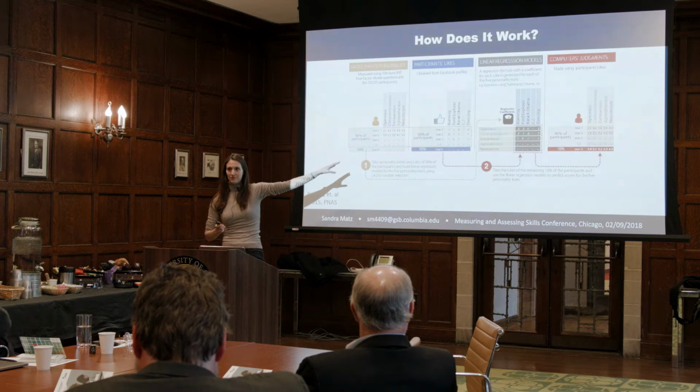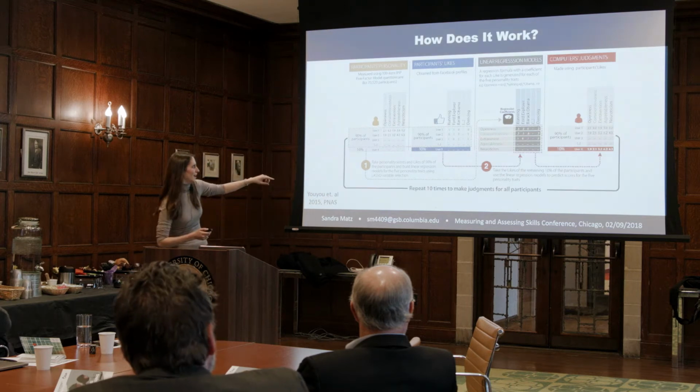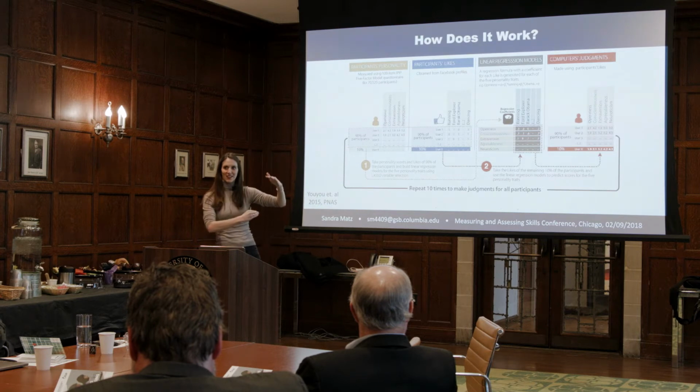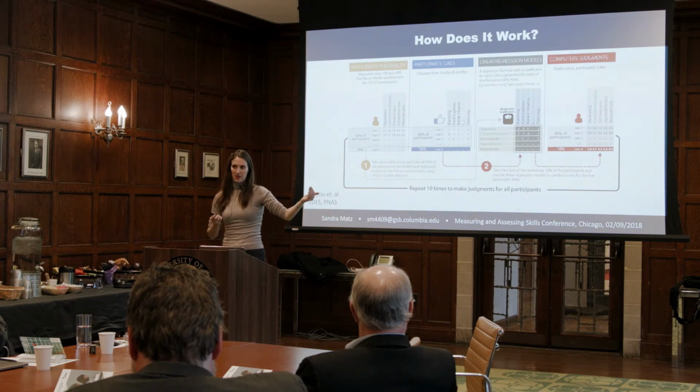So this is the prediction that the computer makes that's not influenced by the data that you used to train the model. And you do that 10 times, so you always take 90% of the participants, then you take the second 90%, third, and you end up with a matrix of computer-based predictions across all of the big 5 traits.